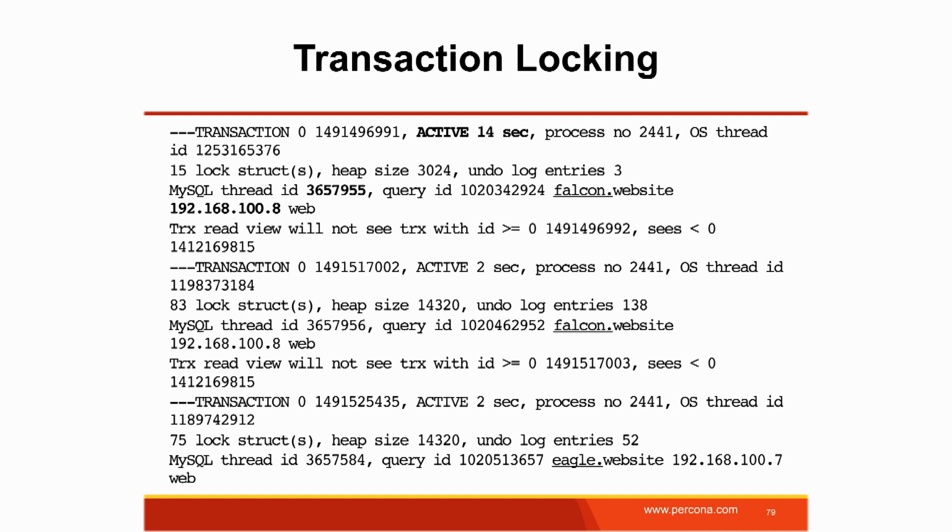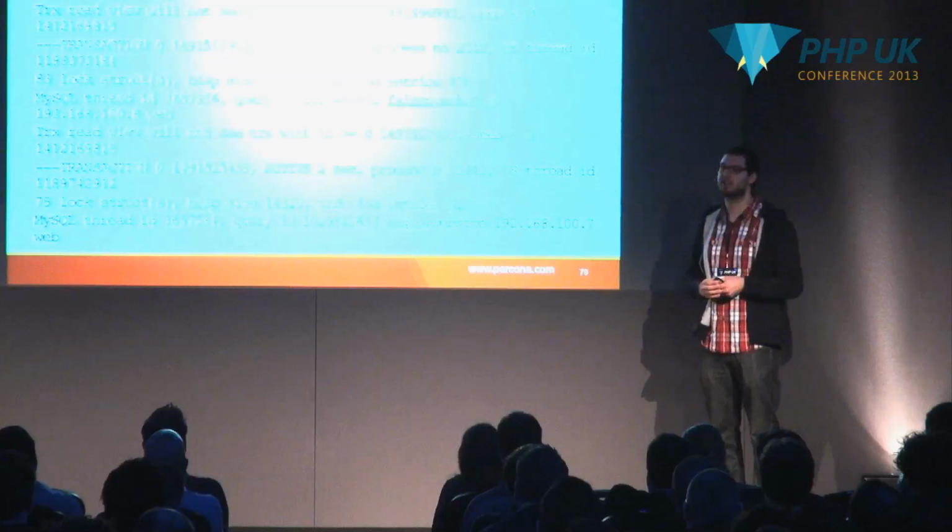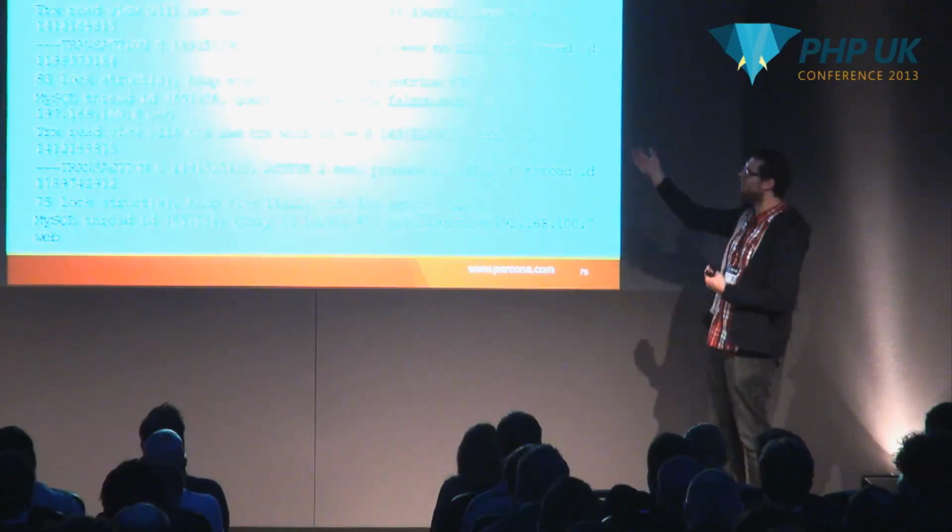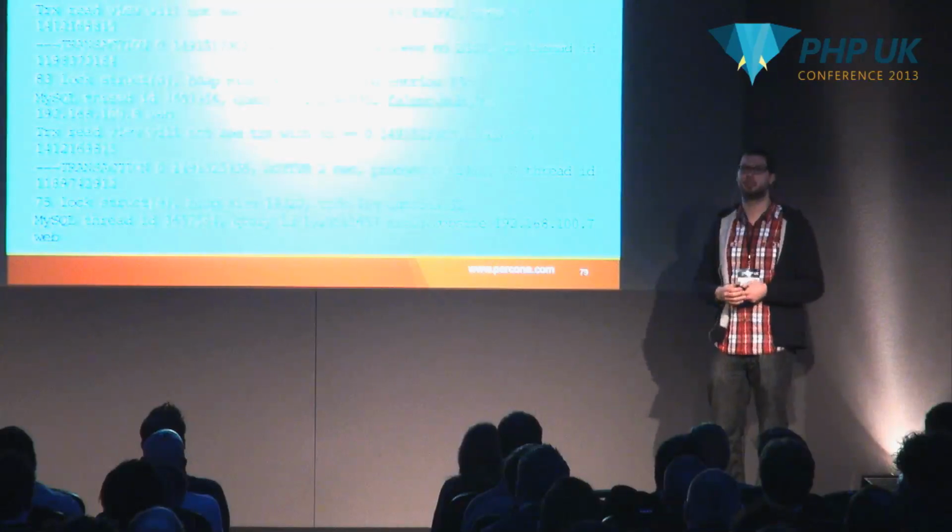So it's not doing anything, but it's holding locks. It has 50 lock structures and some undo log entries. Other transactions are actually waiting on that transaction to be committed, but it's not happening. And how can we know which transaction is actually causing that? Where in my code is there a transaction being idle for a certain amount of time?